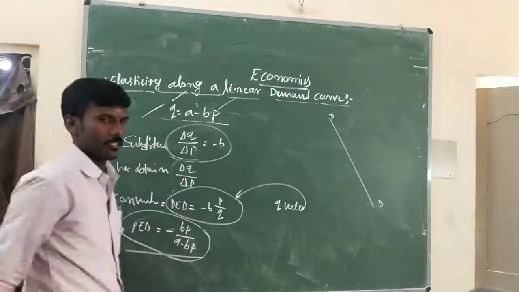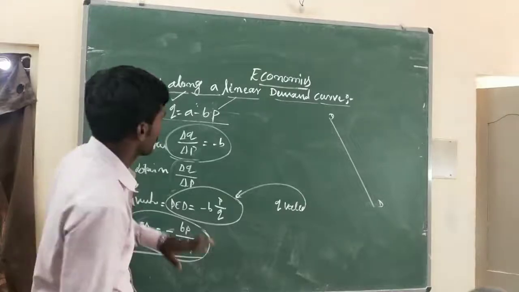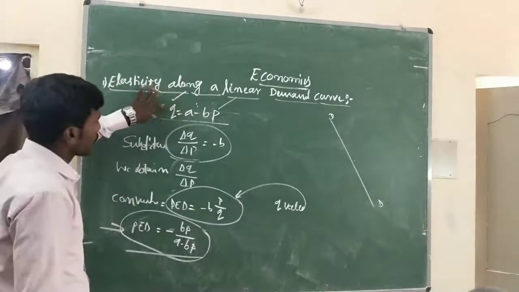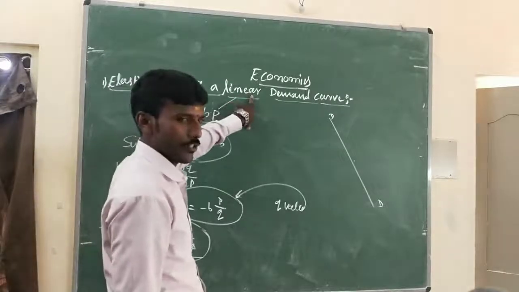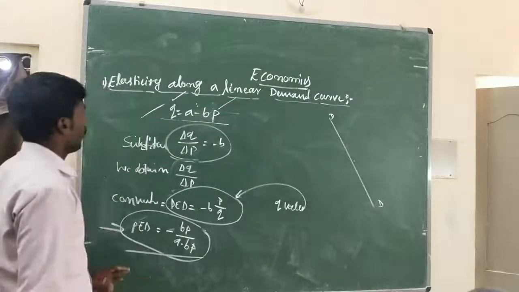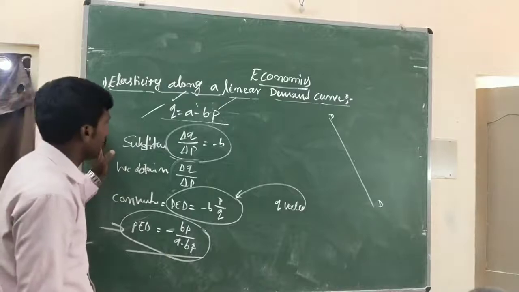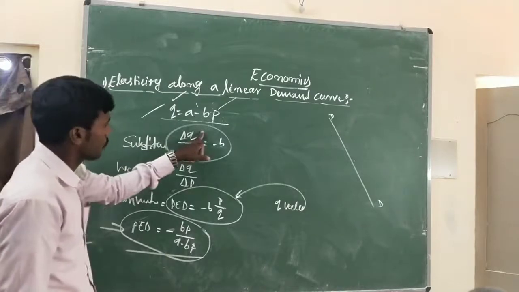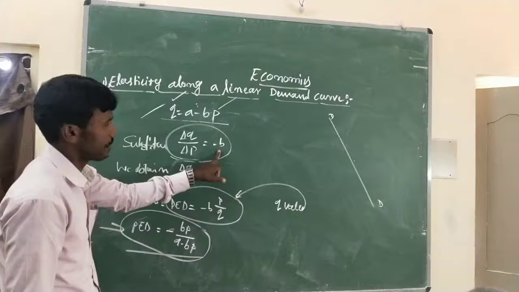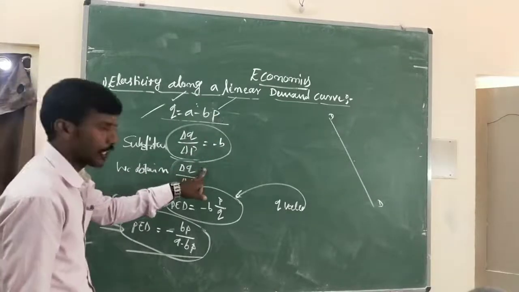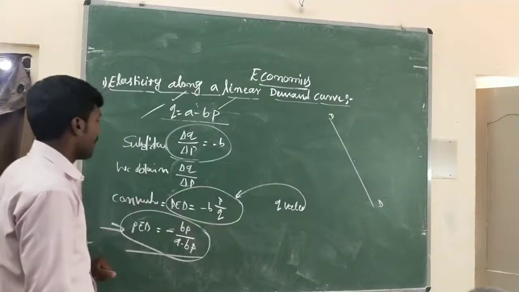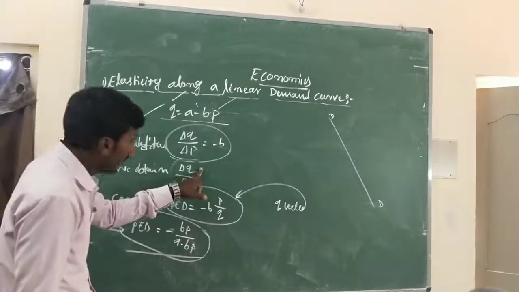See, simply once again I am going to expand it. Let us consider q equals a minus bp. This is the linear demand curve equation. Now we are going to substitute the value of delta q by delta p equals minus b. When we substitute this, we will obtain delta q by delta p. Then this delta q by delta p is an equation.